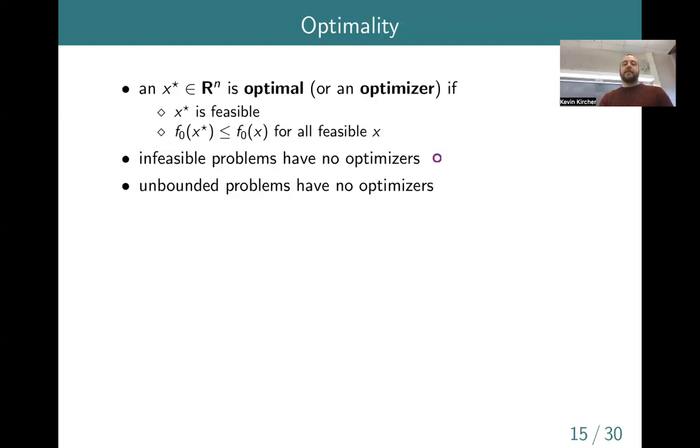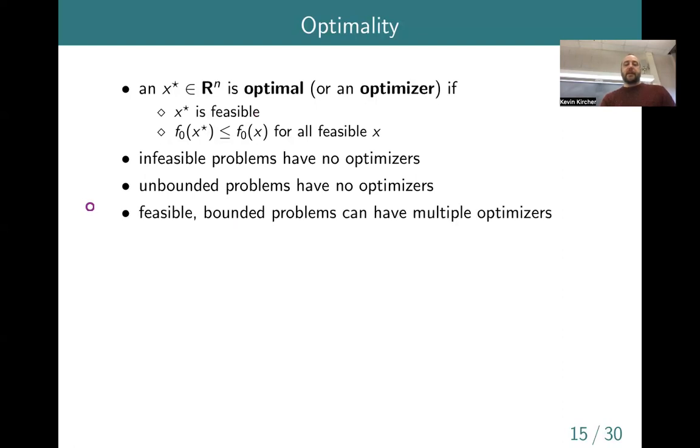And so infeasible problems have no optimizers. Nothing is feasible, so obviously the first condition can never be met. Unbounded problems also have no optimizers. Like in the minimize log of x example, there is no numerical value of x that's better than all other values, because you can always take x over 2 and it would be even better. But if a problem is feasible and bounded, you'd think we have a solution. That's true, but you can also have multiple solutions. It may not just be one x, it may be a couple of x, or it may be an infinite number of x, actually.